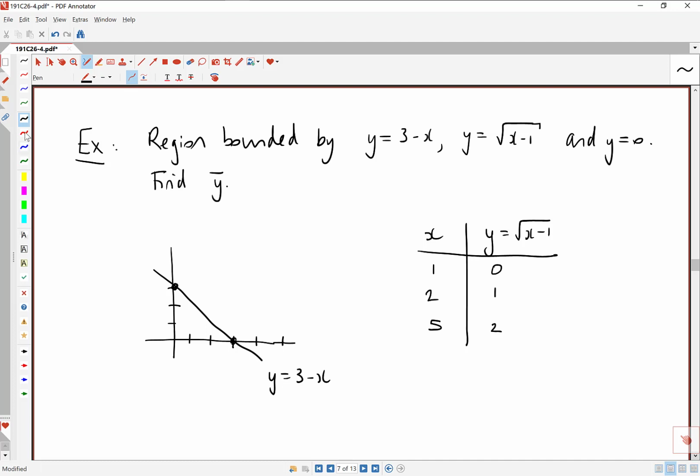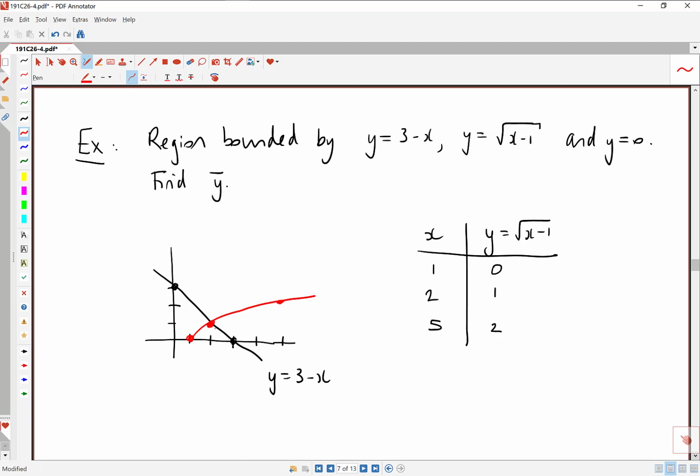So let's try to plot that. Maybe I'll plot that in a different color. So when x is 1, y is 0. When x is 2, y is 1. And then when x is 5, y is 2. Okay, so our square root function is doing something like that.